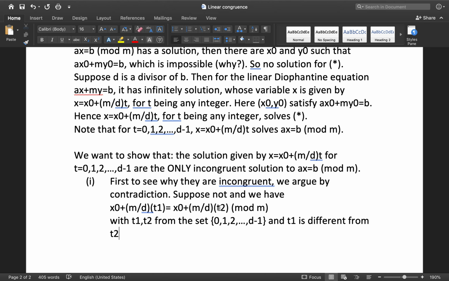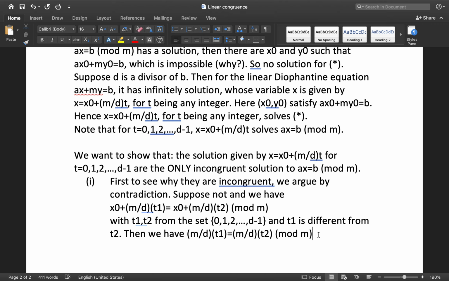Now, by the congruence relation, in particular, you can cancel the x0 on both sides, because x0 appears on the left and on the right. Then we have this. We can copy that and clean up this x0, and we still have a congruence relation modulo M.